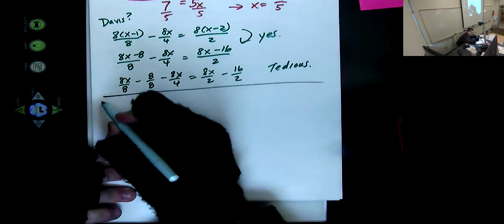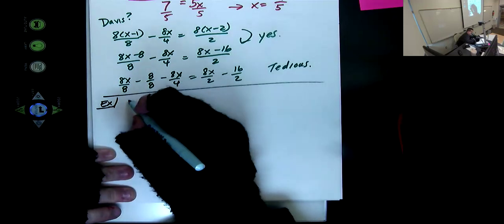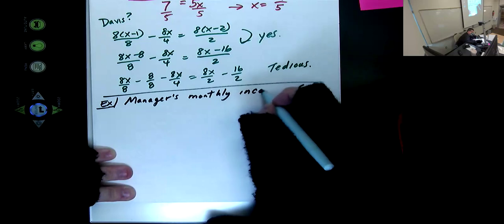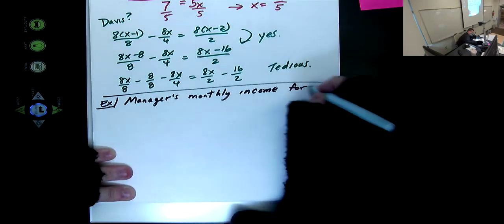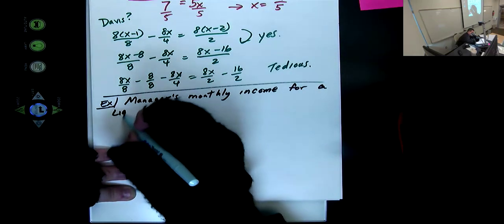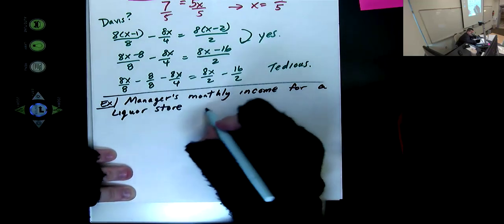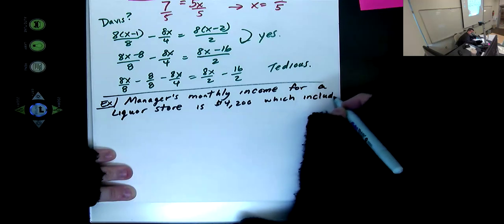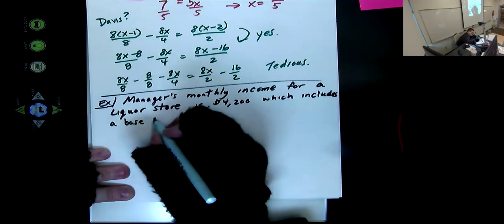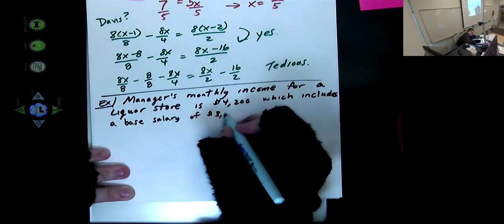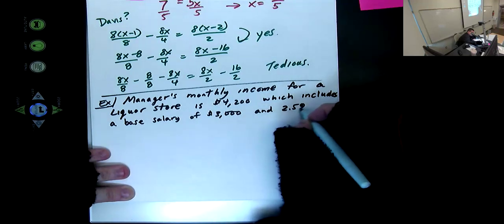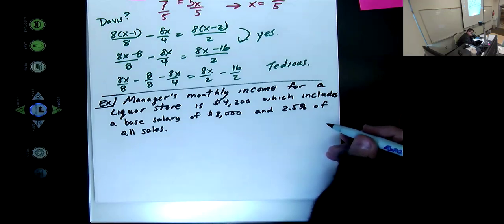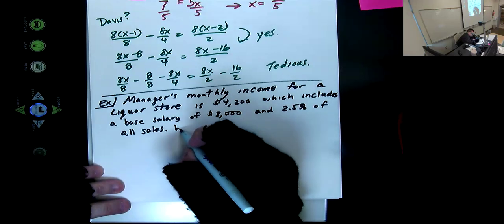Ooh, word problem. The manager's monthly income. Or let's say a liquor store. Why not? Is $4,200, which includes a base salary of $3,000 and 2.5% of all sales. What were the sales during the month?